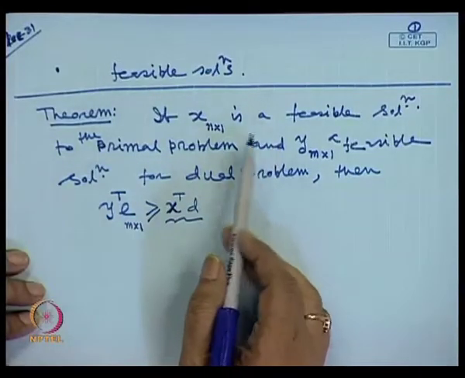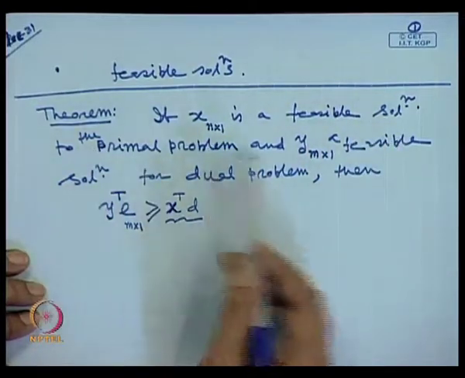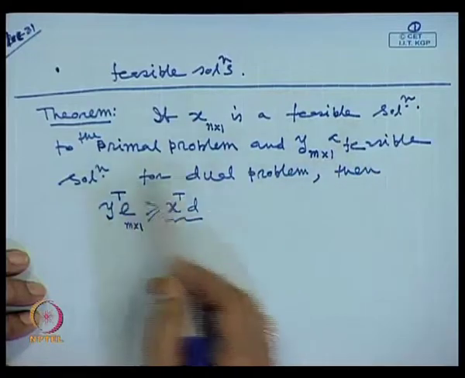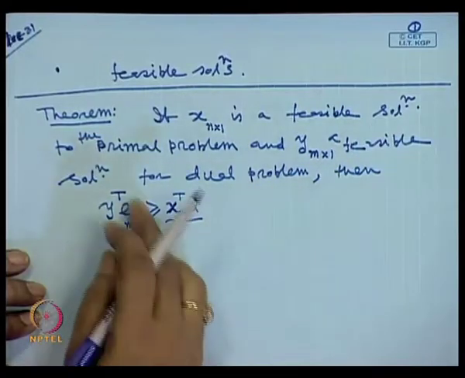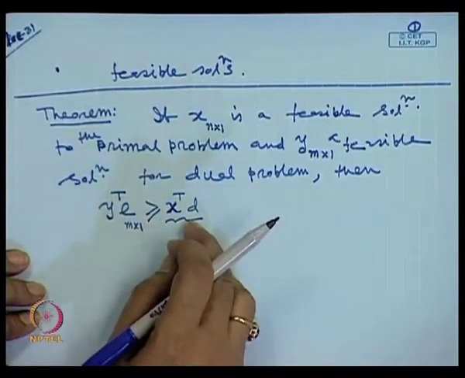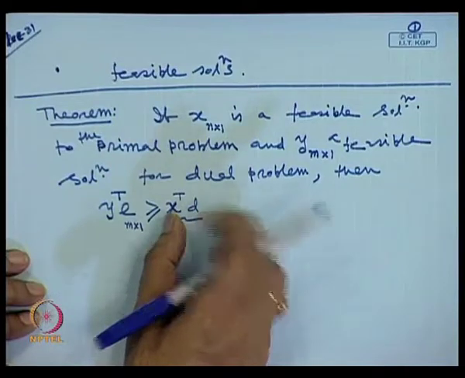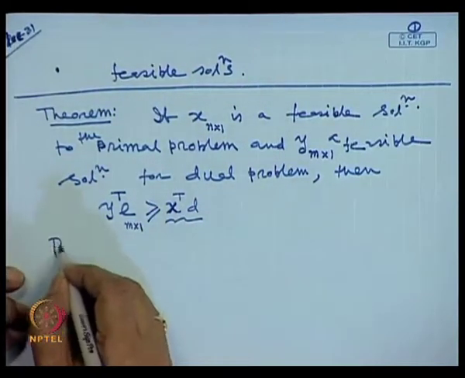So, our theorem tells us that if x is a feasible solution of the primal problem and y is a feasible solution of the dual problem, then the objective function value of the dual problem is always greater than or equal to the objective function value of the primal problem. That is one. Let us see the proof of this one.